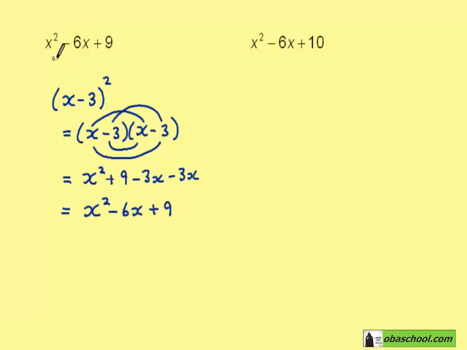Compare this with this. We can see they're the same. So x squared minus 6x plus 9 is x minus 3 all squared. Because this is exactly x minus 3 squared, we say that x squared minus 6x plus 9 is a perfect square.